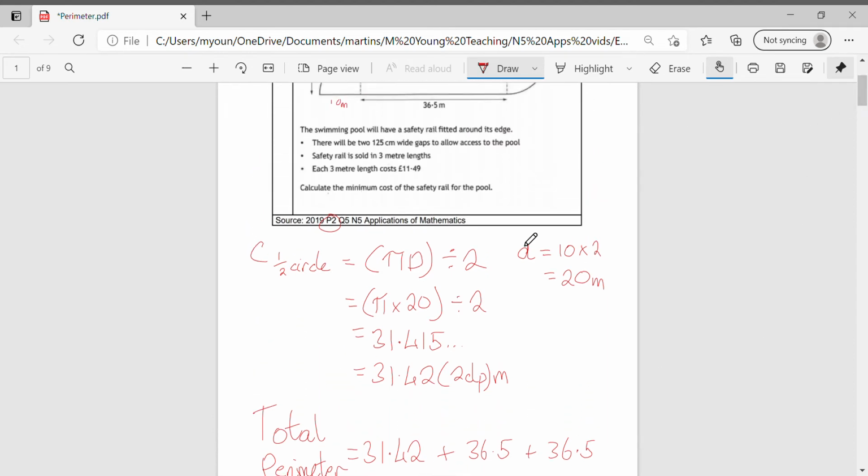Now let's take a look at a kind of bullet points bit. Those are almost our requirements. First one says that there will be 2 125cm gaps to allow access to the pool. Well, this 125cm, we are obviously talking about metres here, so let's convert that to metres, and it's going to be 1.25 metres. Okay, just divide by 100. And there's 2 of those.